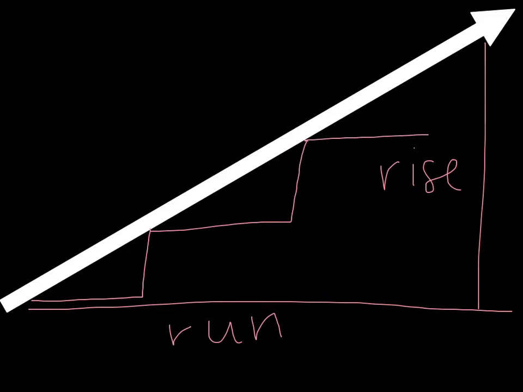1.4 lines. So say you have a line like this. You also have run, which is the horizontal, and rise, vertical. Your slope is how much you run and rise by each time. Now, every single one of these are the same because your slope is constant.